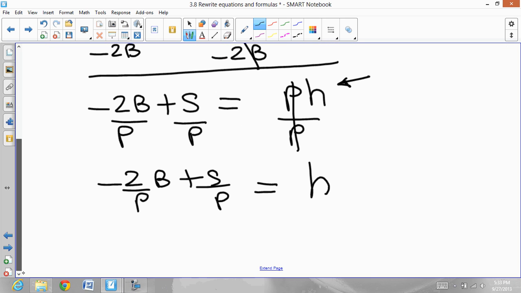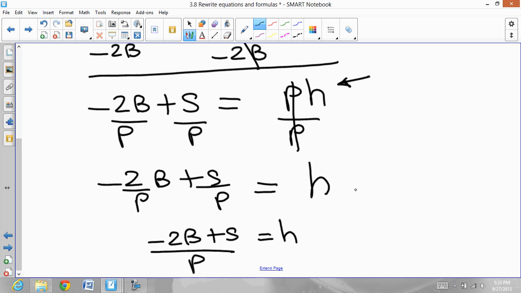Sometimes in your EOC, this step will also be simplified to look like this. If you look, the denominator is the P. So I'm going to combine them. Since the denominator is P, I'm just going to add the numerators to give you H. So your answer choices might look like this, or your answer choices might look like this. You need to understand how to convert this to this so you can recognize the correct answer.